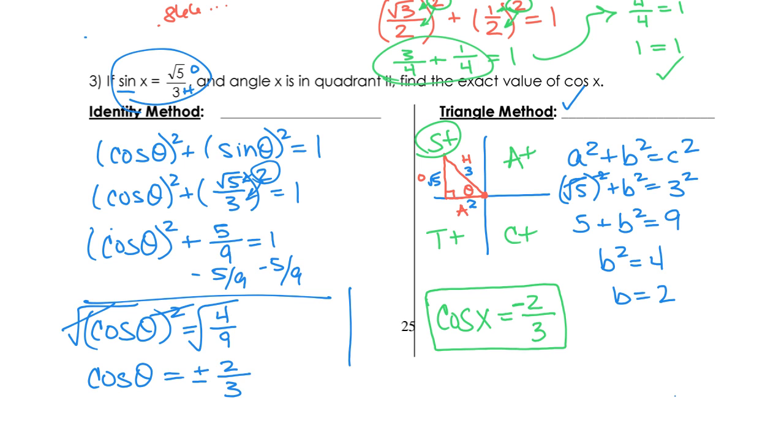And then we still have to talk about All Students Take Calculus, just like we did on the other side, to realize that in quadrant 2, sine theta is positive, and cosine theta, therefore, is negative. And so there's that same exact answer on the other side. All right, we don't want the positive on this one, so we reject that positive 2/3. All right, so just 2 different methods to get that answer.